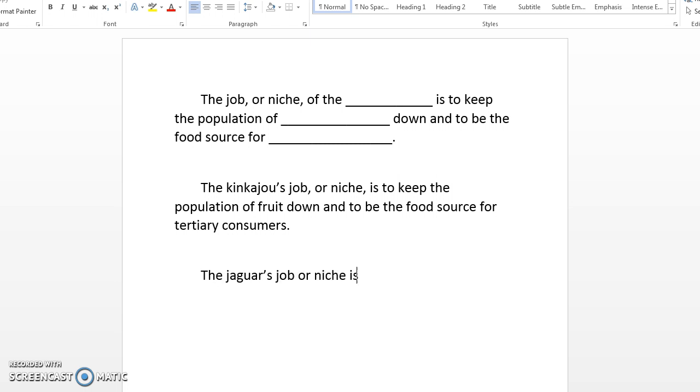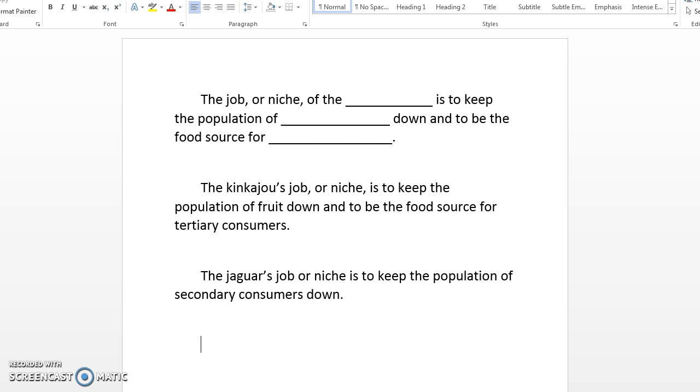Another animal that maybe is in the top of the food chain would be like the jaguar. The jaguar's job or niche is to keep the population of secondary consumers down.